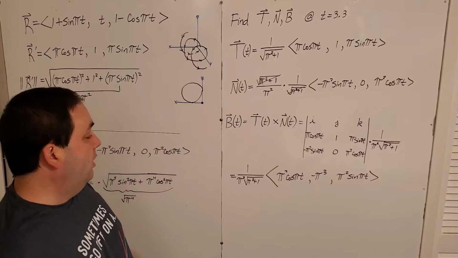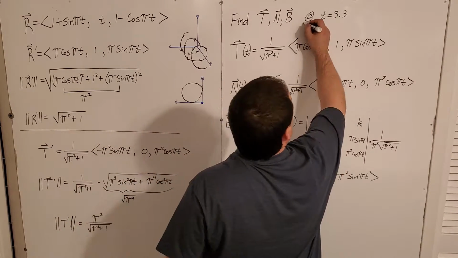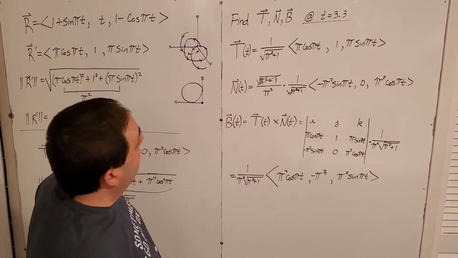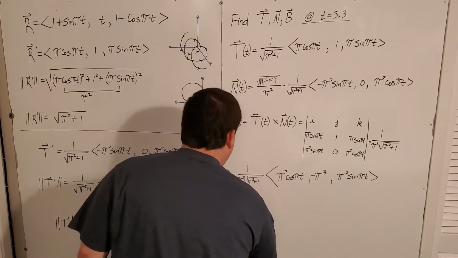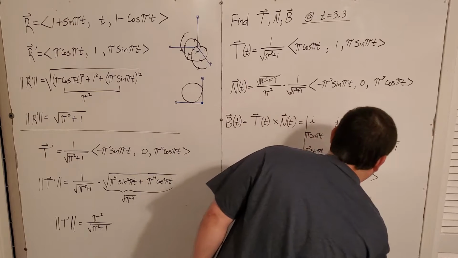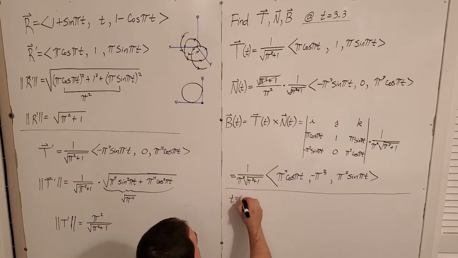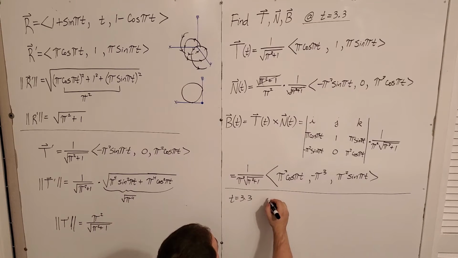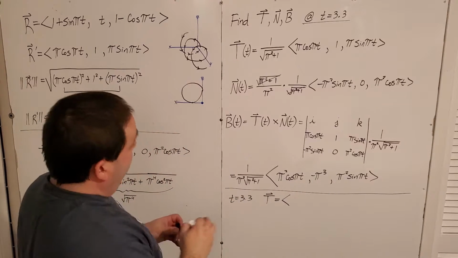Okay? So then the only thing left, if you want to, or if you need to talk about a specific point on the curve, t equals 3.3 in this case, then all we need to do is plug in for that, right? So when t equals 3.3, my unit tangent vector is going to be, let me go ahead and crunch it, right?